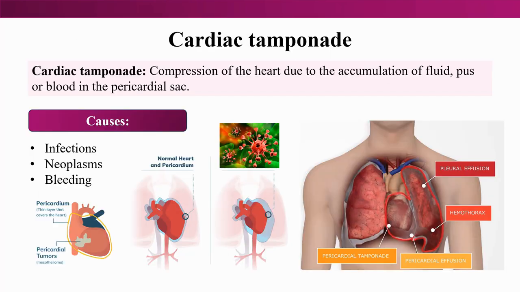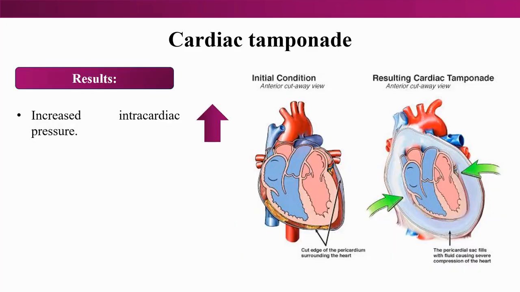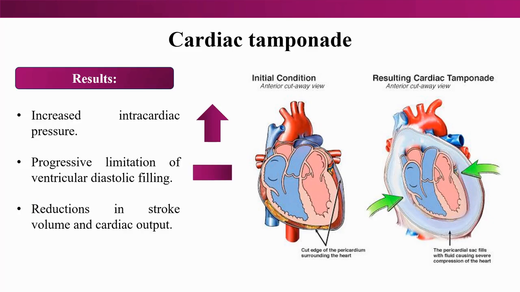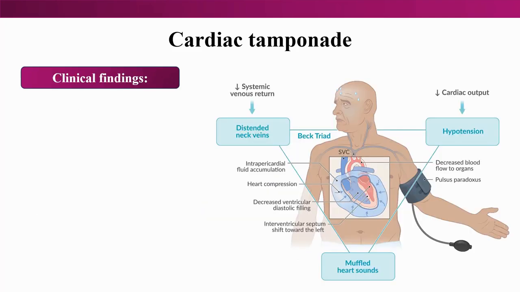It's important to keep in mind that pericardial effusion can lead to a condition called cardiac tamponade, in which there is compression of the heart due to the accumulation of fluid, pus, or blood in the pericardial sac. This life-threatening condition can be caused by infections, neoplasms, and bleeding. Cardiac tamponade results in increased intracardiac pressure, progressive limitation of ventricular diastolic filling, and reductions in stroke volume and cardiac output. The severity of the condition depends on the amount of fluid present and the rate at which it accumulates.